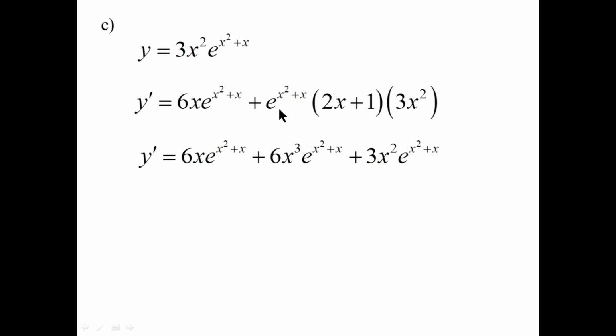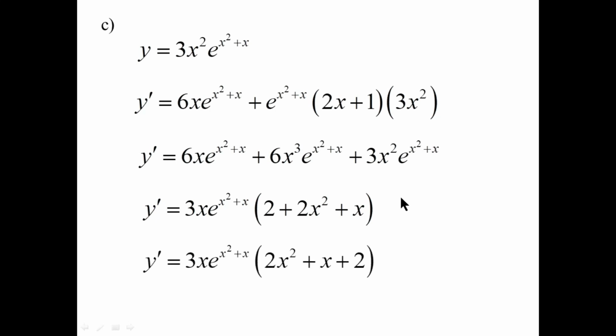This will be 6x cubed times e to the x squared plus x, plus 3x squared times e to the x squared plus x. Looking at this result, we can look for common factors and notice that 3 and x and e to the x squared plus x are common to each term. Take them all out, divide them out of each term, and it's the process of common factoring.